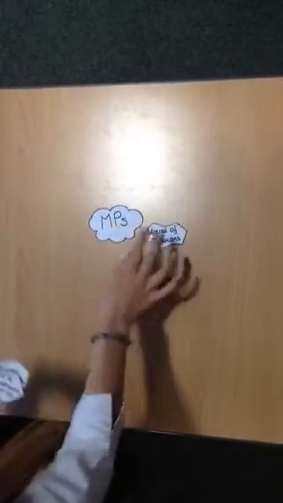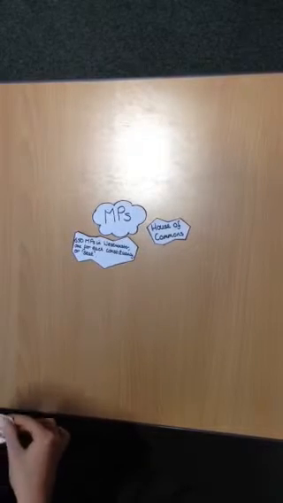MPs work in the House of Commons. There are 650 MPs in Westminster, one for each constituency or seat. An MP is supposed to represent their constituents in Westminster and act on their behalf.